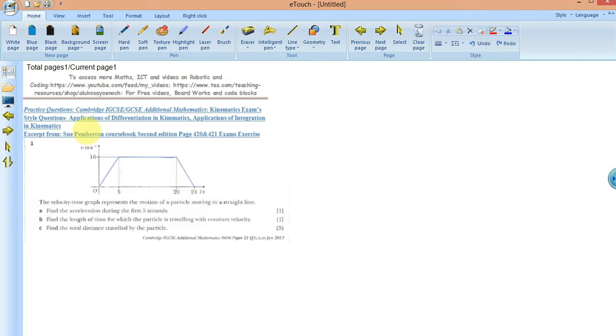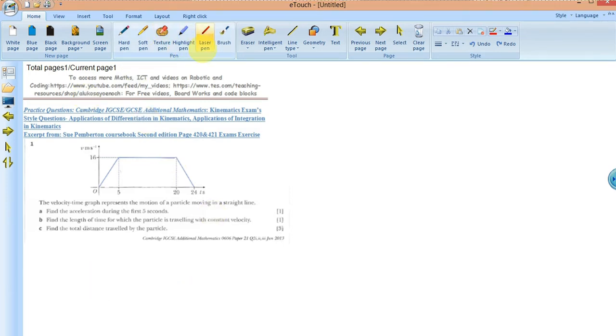Okay guys, in today's session we'll be taking a look at a practice question, Cambridge IGCSE GCSE additional maths, kinematics exam style question. So we're taking a look at application of differentiation in kinematics and applications of integration in kinematics. Let's get started with the first question, guys.